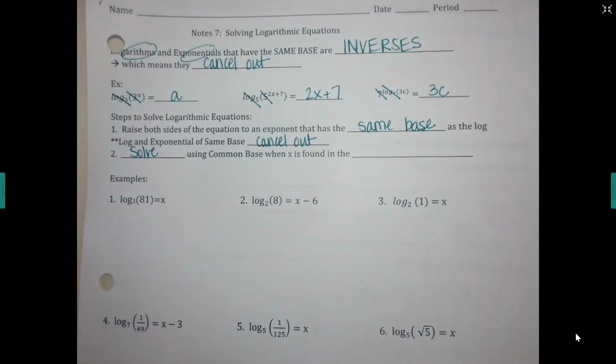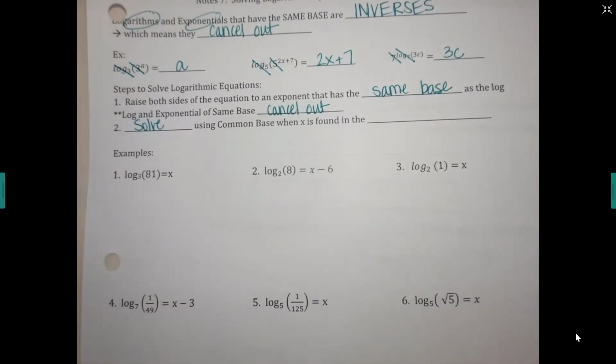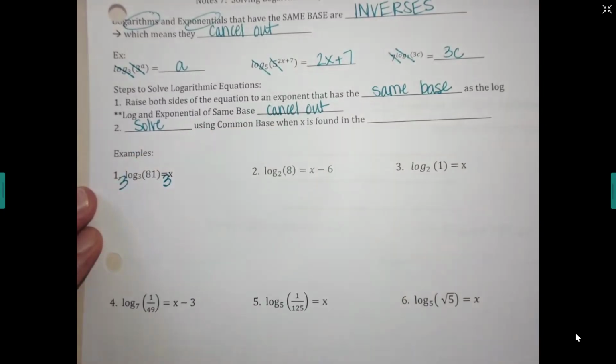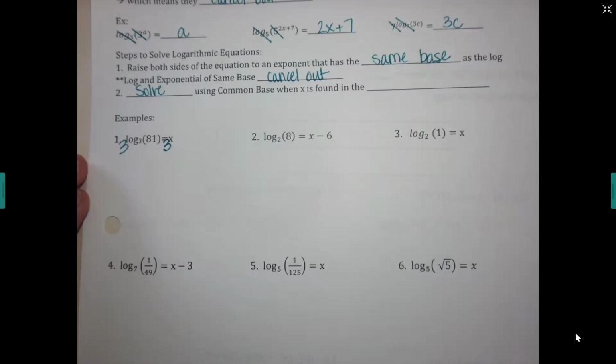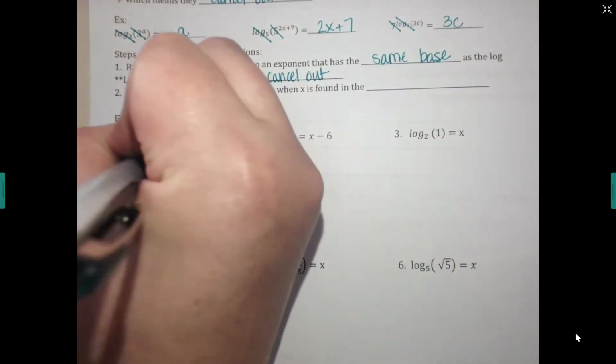Okay, and so now let's solve number 1. So what is your log little number? Log little 3. How do I get rid of a log little 3? I'm going to use a big 3. So put a big 3 here, big 3 here. Then remember what I said, a big 3 on a log little 3 is going to cross out. And now I have 81 equals 3 to the x.